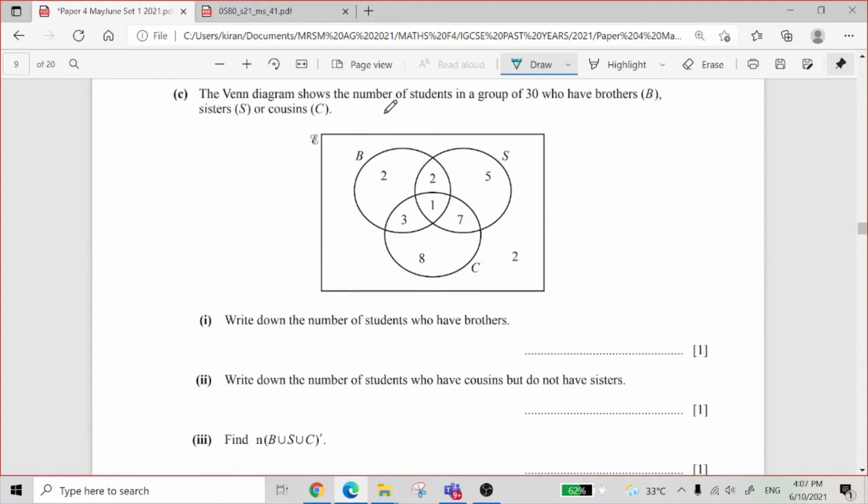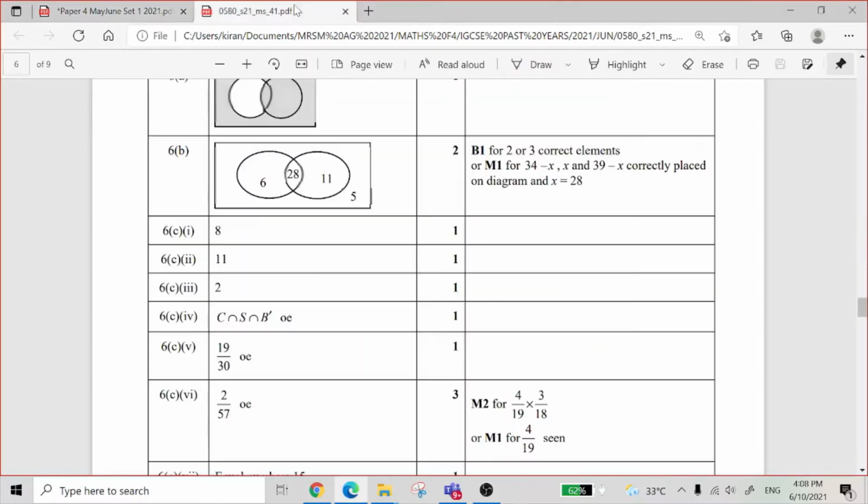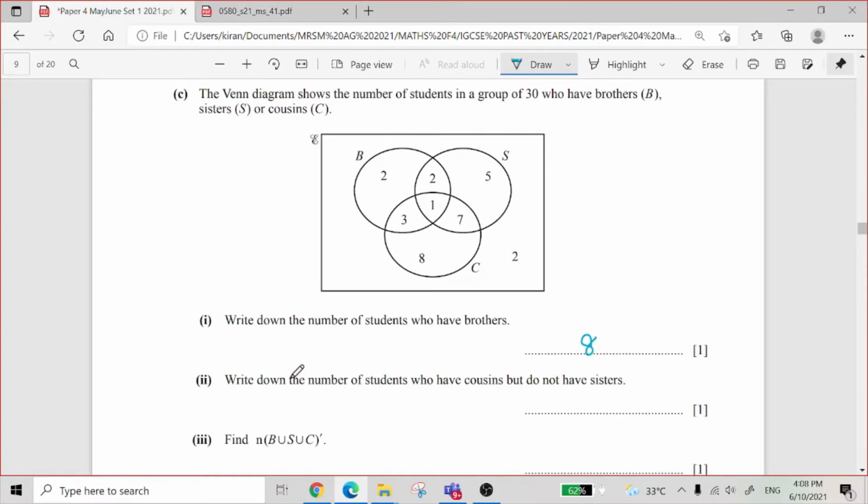The Venn diagram shows the number of students in a group of 30 who have brothers, sisters, and cousins. Write down the number of students who have brothers. So who has brothers here? You look at everything, all of these have brothers. So the number with brothers is 2 plus 1 plus 3 plus 2, which is 8. That is it. Okay, so next is question C2.